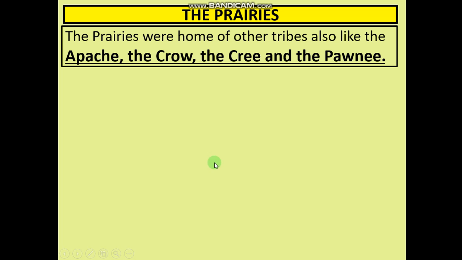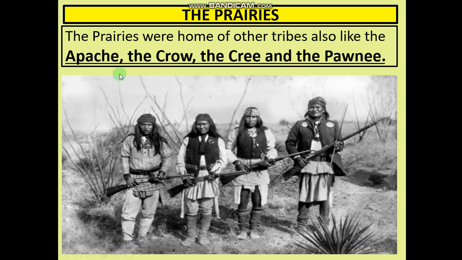Other than Red Indians, the prairies are the home of other tribes also. They are the Apache, the Crow, the Cree, and the Pony. So these are also the original or real inhabitants of the prairies.